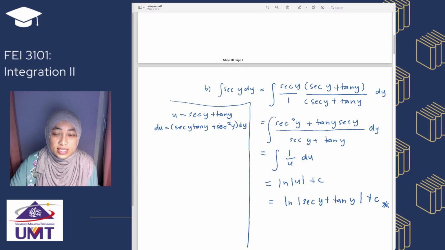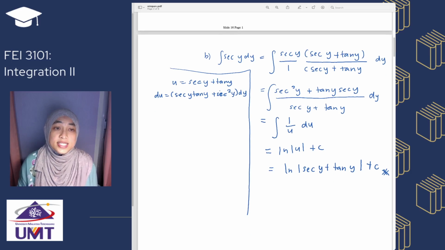Now we have a look at the second example here, which is the integral of secant y dy. In this case, why do we add secant y plus tangent y? This is because it is quite special. You can also find the integration of cosecant y by using this method. So now we introduce secant y plus tangent y over secant y plus tangent y here, because if we cancel this, we will get 1.